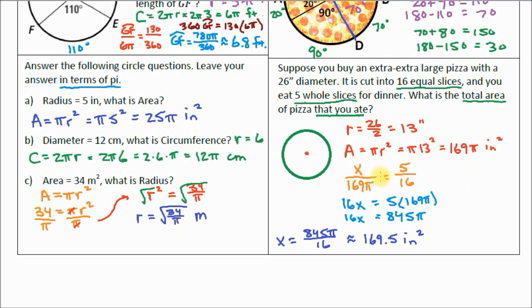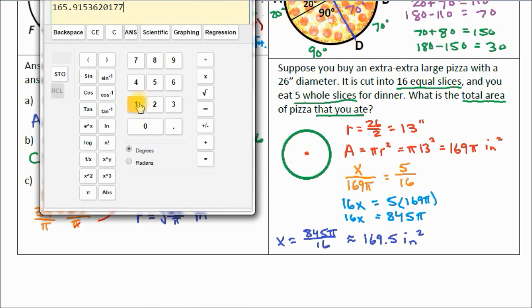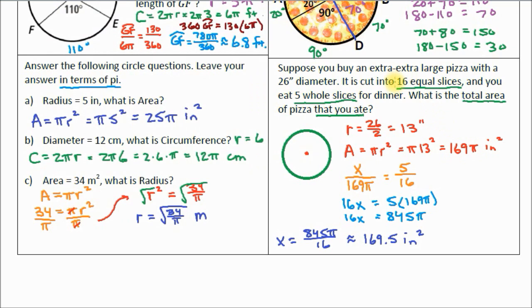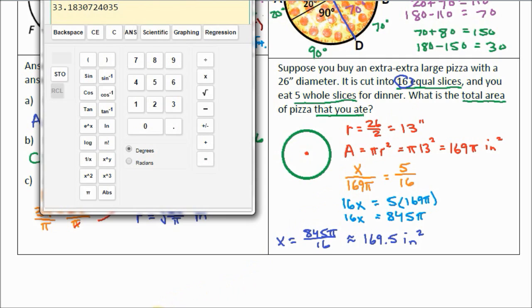Okay, some of you may be thinking, oh, Mr. Z, you know what? I could have solved it by taking 169 pi and dividing it by 16. Let's do that. 169 pi divided by 16, and that would have given me the area of 1 slice, because you take the whole area and divide it into 16 equal slices. And you are correct on that. That would be the area of one slice. Then all I have to do is multiply that times 5, and that gives me the area of 5 slices.